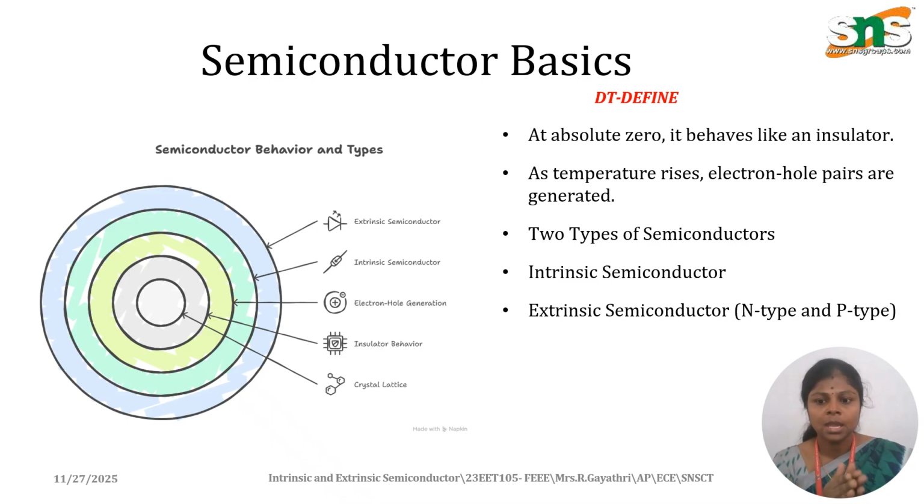The intrinsic is the pure form of semiconductor, where the pure form of semiconductor cannot be used for manufacturing of electronic devices. So we are adding some impurities in the purest semiconductor. That type is called extrinsic semiconductor. When we are adding the pentavalent impurity, it is called n-type semiconductor. When we are adding a trivalent impurity, it is called p-type semiconductor.